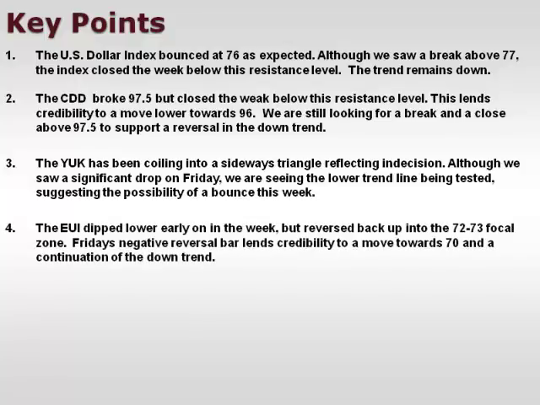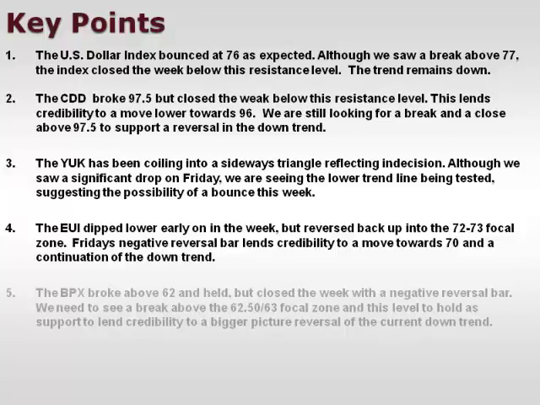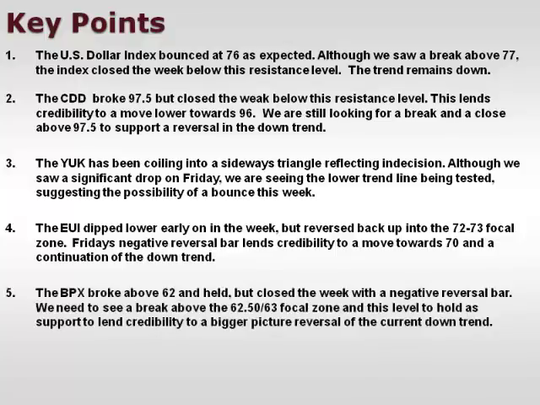The EUI dipped lower early on in the week, but reversed back up into the 72-73 focal zone. Friday's negative reversal bar lends credibility to a move down towards 70 and a continuation of the current downtrend. The BPX broke above 62 and held, but closed the week with a negative reversal bar. We need to see a break above 62.5, 63 focal zone, which should hold as support to lend credibility to a bigger picture reversal of the current downtrend.